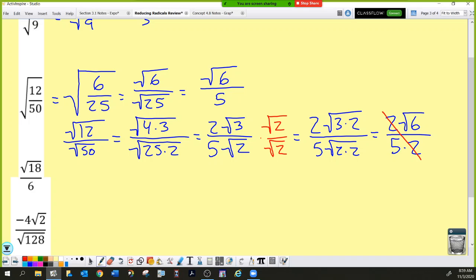And I don't know if you guys caught this, but the trick was when I multiplied a radical to itself, the result was that number written one time. So root 2 times root 2, 2. Root 3 times root 3, 3. Root 5 times root 5, 5.